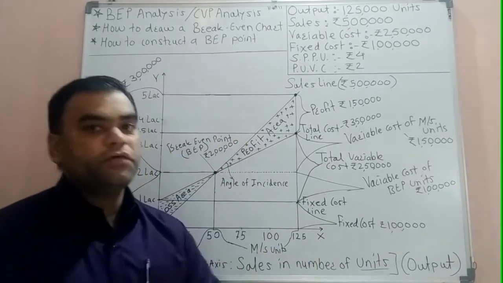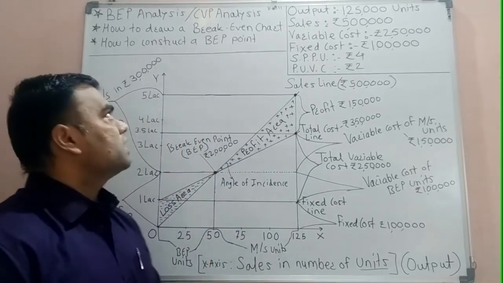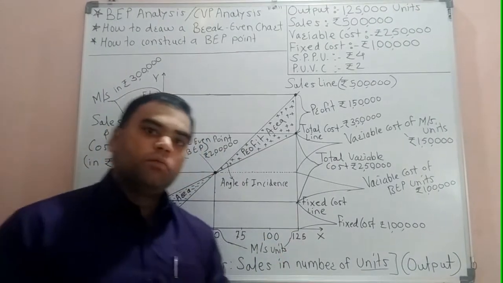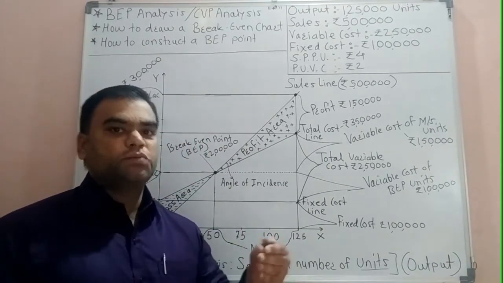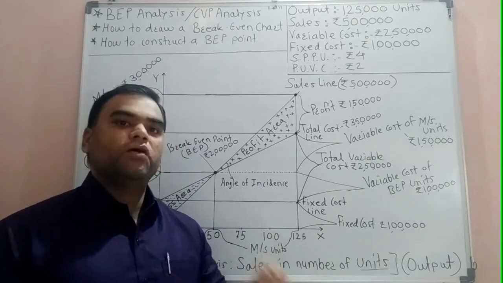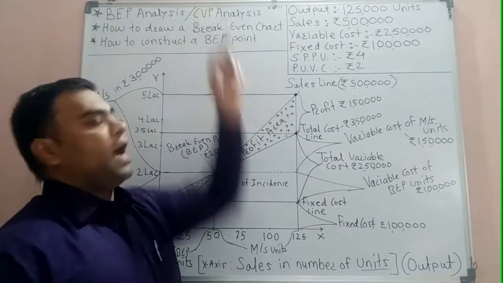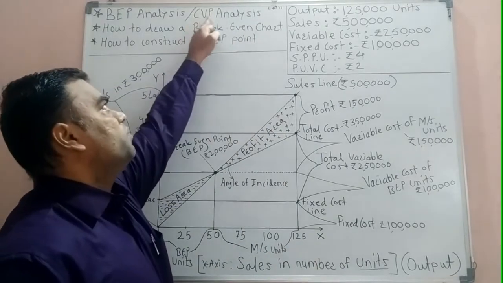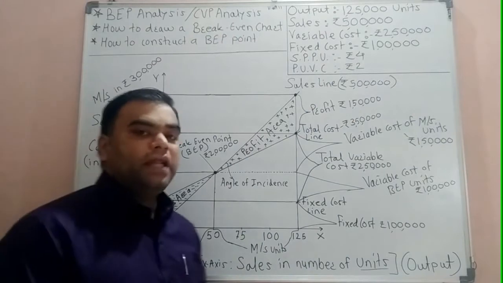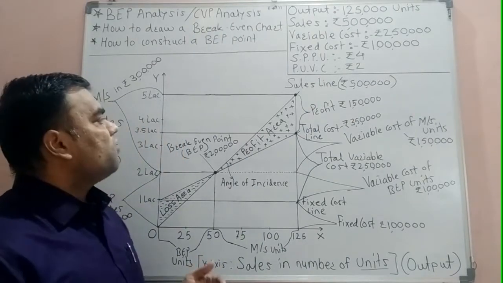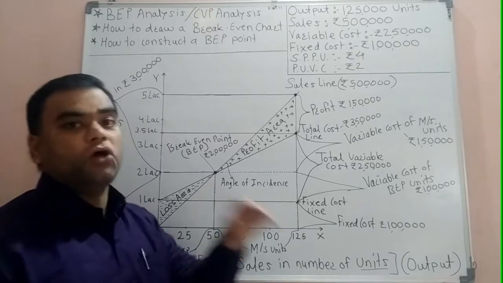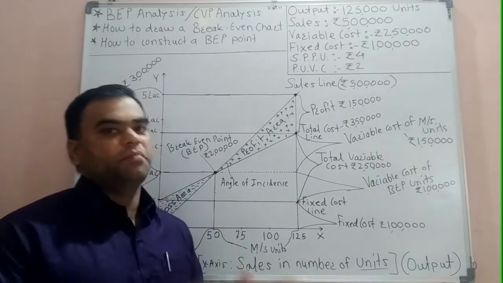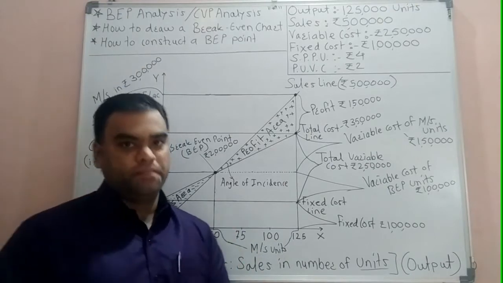Today we are going to understand BEP analysis or CVP analysis. Both are one and the same. BEP stands for break-even point, so break-even point analysis or CVP analysis. CVP stands for cost volume profit. Cost volume profit analysis means in that analysis we judge the impact of change in volume of sales on cost and profit. So CVP analysis and BEP analysis are one and the same.